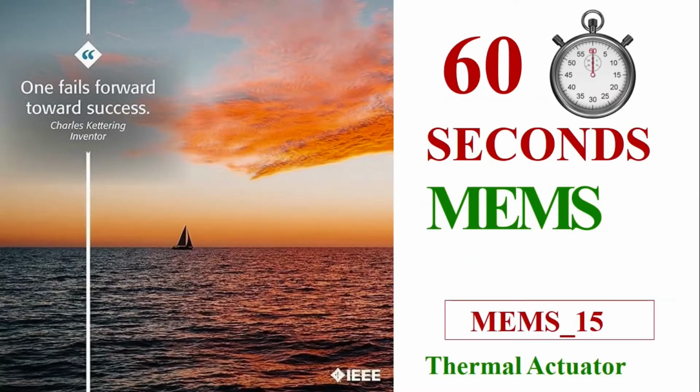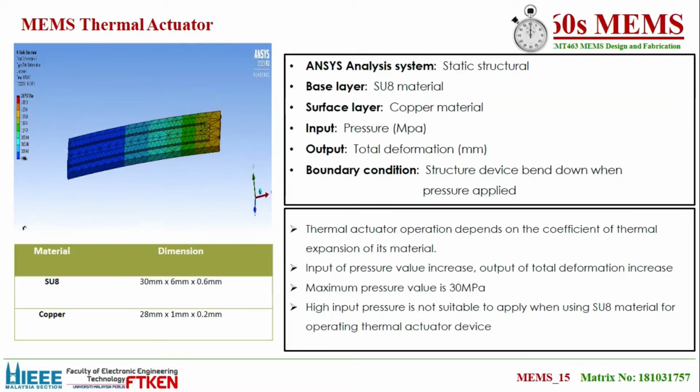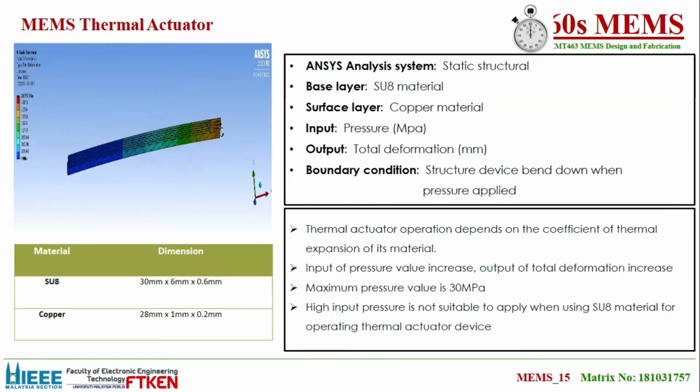Project. Thermal actuator device is assigned for my group of MEMS 15, where we choose the SU8 thermal actuator for this design project. The operation of the thermal actuator depends on the coefficient of thermal expansion of its material. For my design, static structural is used as the analysis system. The SU8 material as the base layer and copper material as the surface layer is shown in the animation video. Then the dimension of the design is shown in the table.